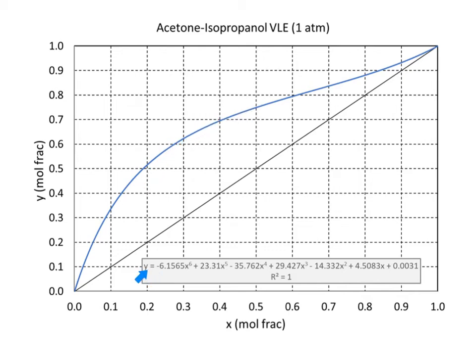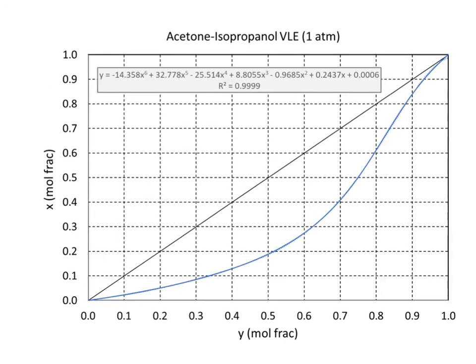And so this polynomial equation says basically that y is equal to this function of the x value. So if I know the x, or the liquid phase composition, I can find the vapor phase composition that is in equilibrium with that at 1 atmosphere using this polynomial equation. And I'll use that in any kind of simulation of a distillation column.